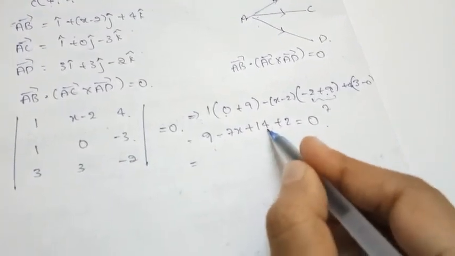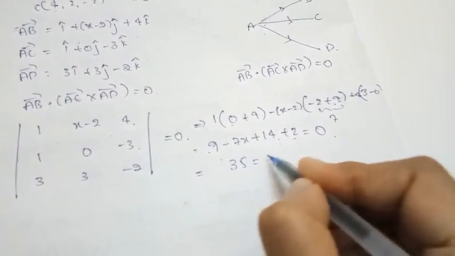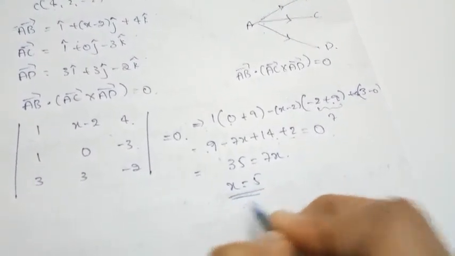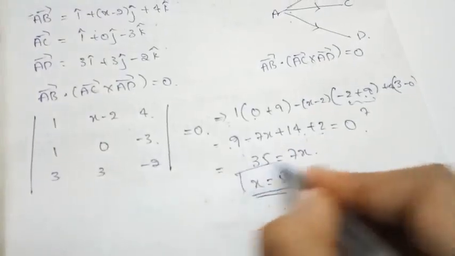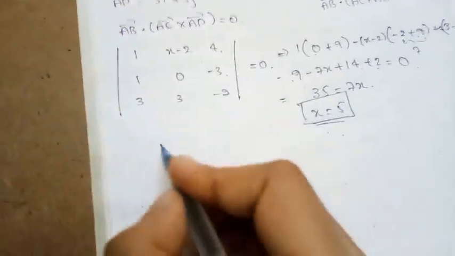Now 14 plus 12 plus 9, it is nothing but 35, which is equal to 7x. So the value of x is equal to 5. So this is how we got the value of x with the condition of coplanarity.